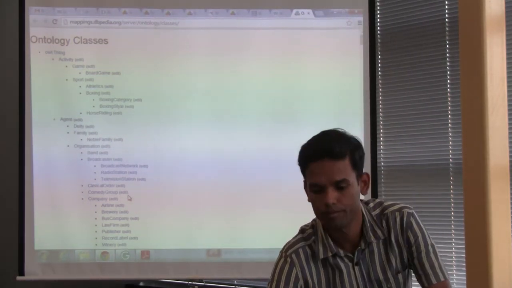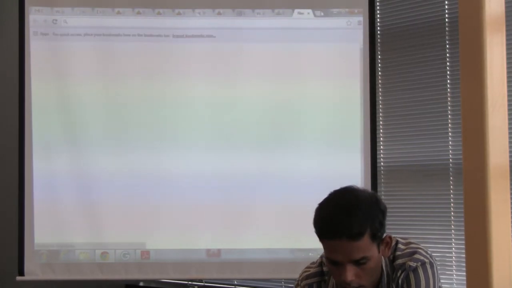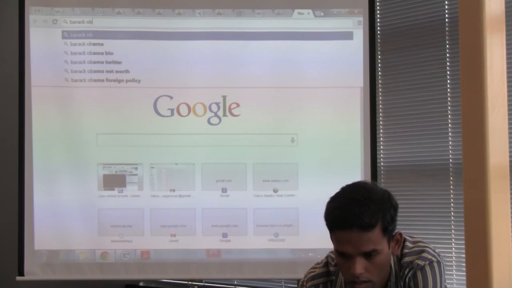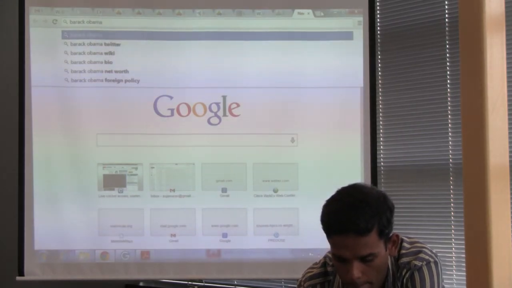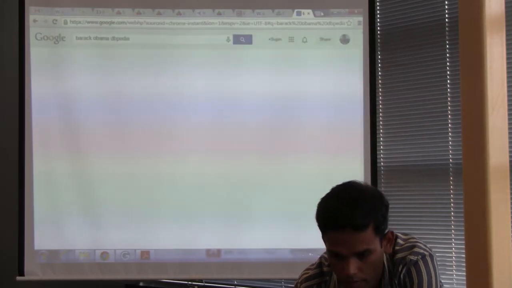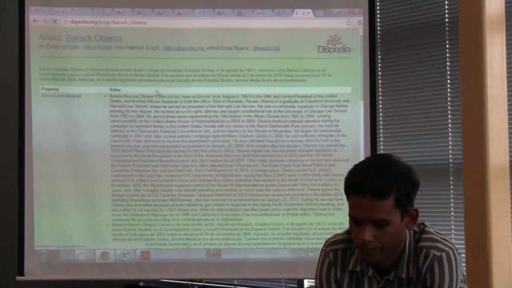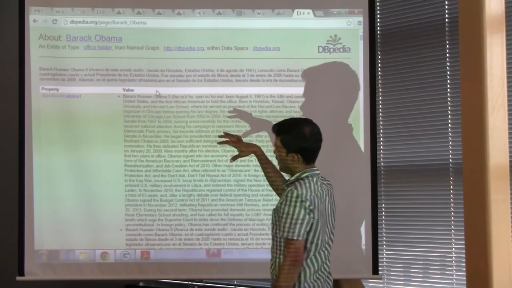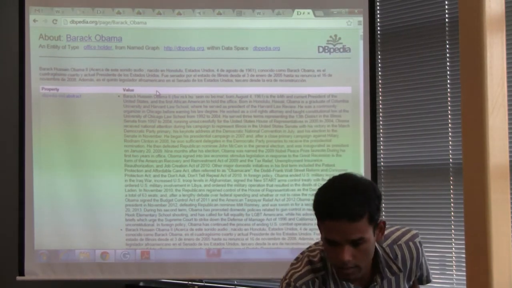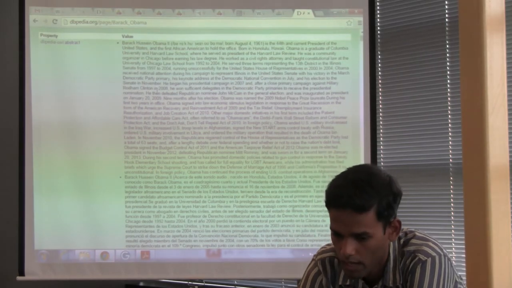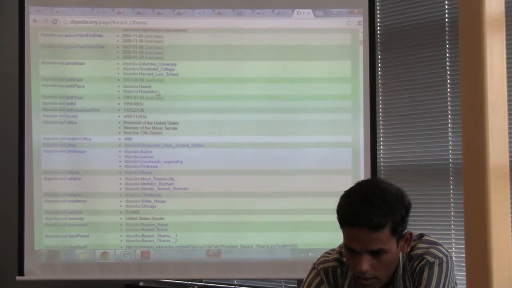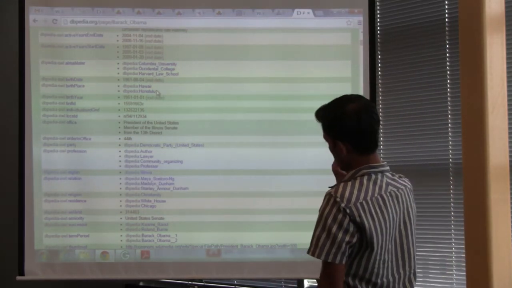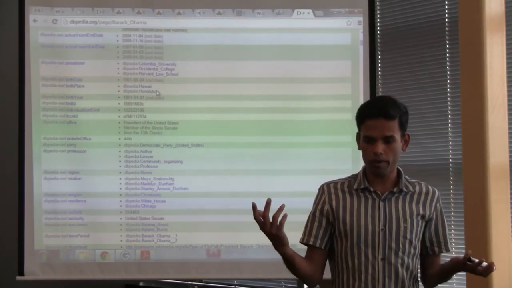A very shallow schema, the hierarchy, and they have the relationships too. But what is interesting here is, they represented that as an entity, and the facts of the entity are represented as structured data, where you have property and a value. So subject is always Barack Obama here. And then the property and the value. So you can go through here, like activities. All these things are actually extracted from the Wikipedia page. So it's an automatic way of doing that.